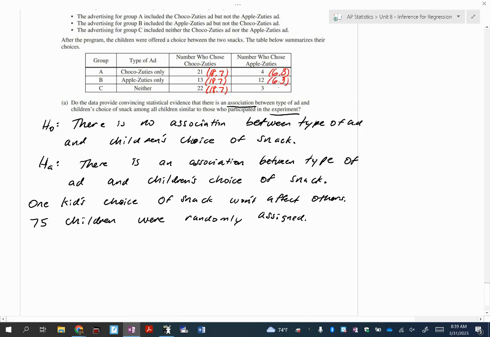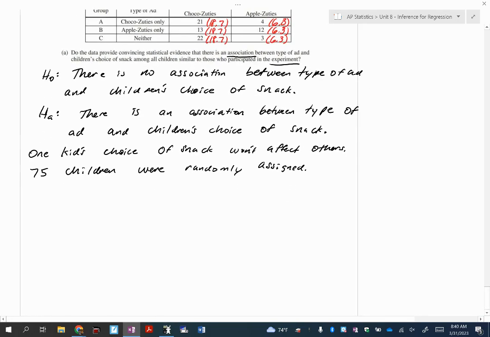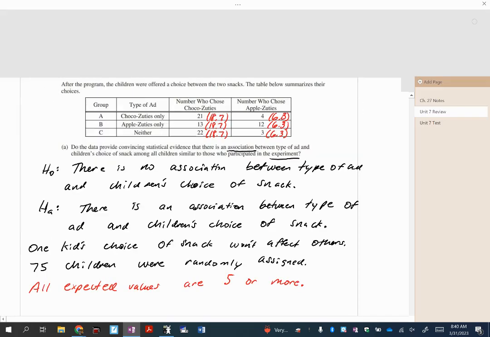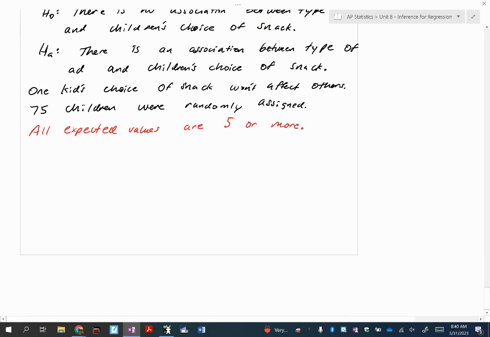All right, and what you should notice is that the 18.7 and the 6.3, all the numbers, are 5 or more. So all expected values are 5 or more. All right, so our sample size is large enough. Again, I'm not that concerned about the sample size, but you need to check the expected values. So now we're ready for the mechanics. Oh, sorry, I forgot, I'm ready for my statement.